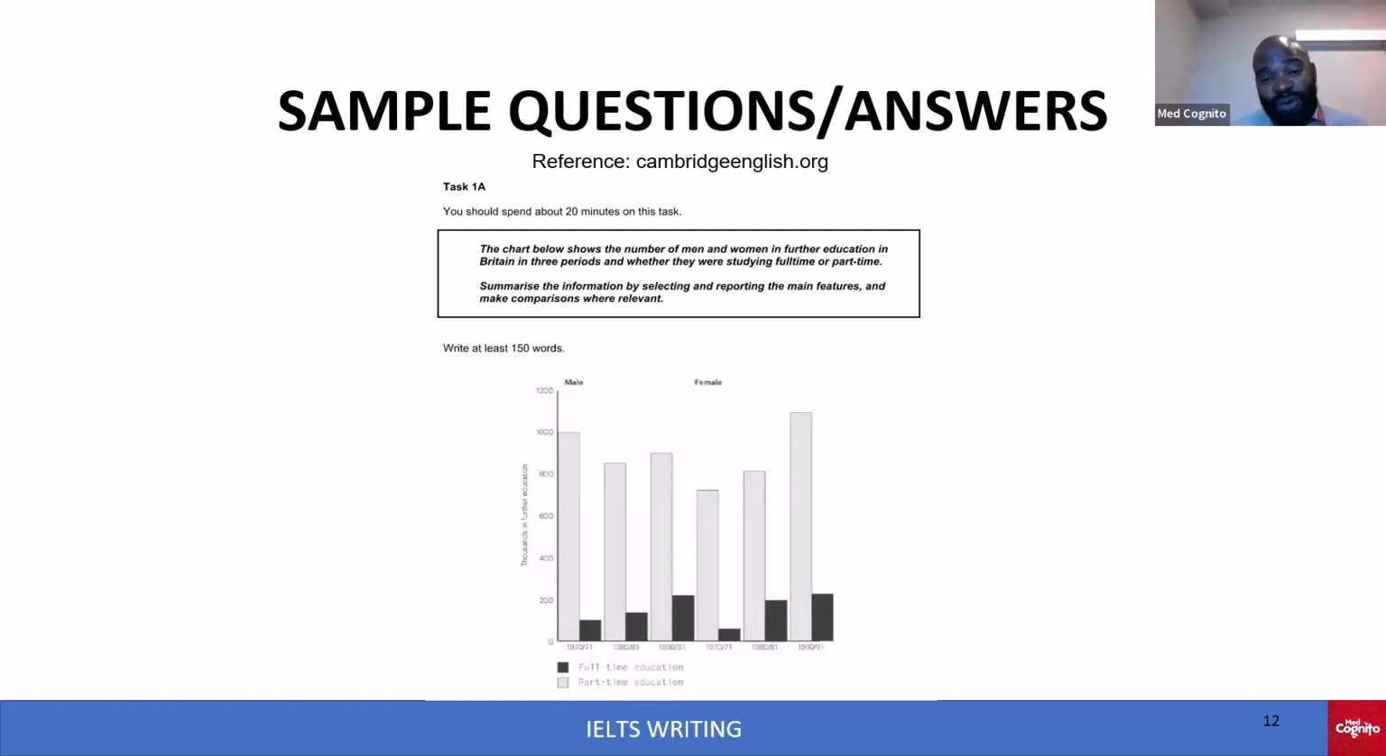We can decide to make this comparison between the male and the female who are studying part-time. We can make comparisons between male and female who are studying full-time. We can even make comparisons within the male category, those who are studying part-time and full-time. And so we see that there are lots of angles that you can approach this from.